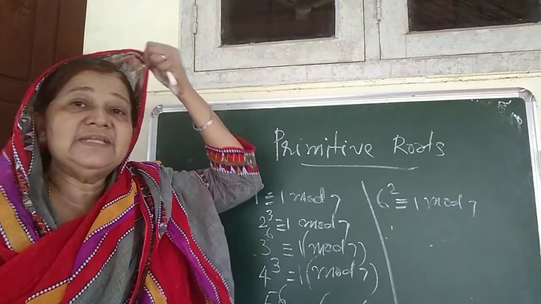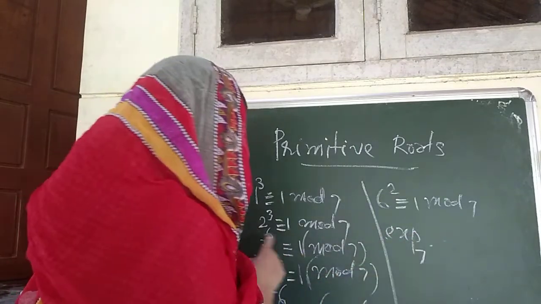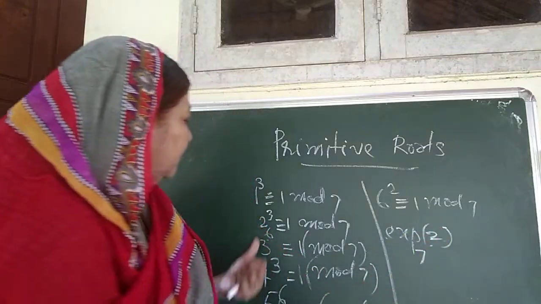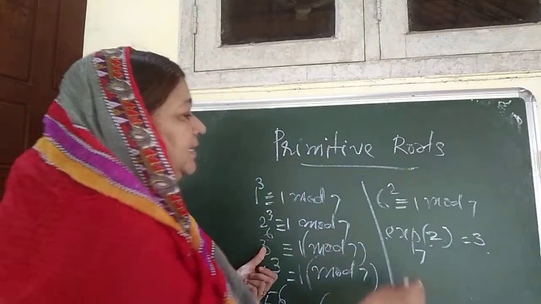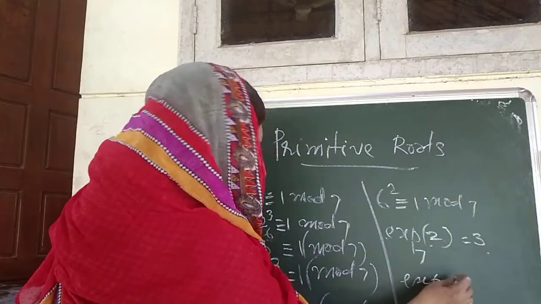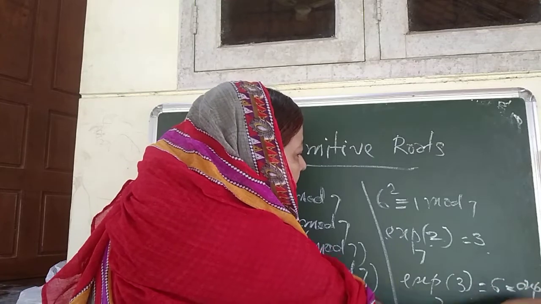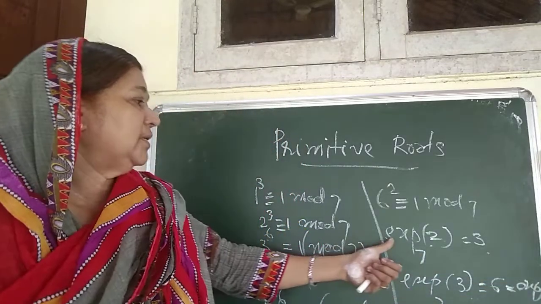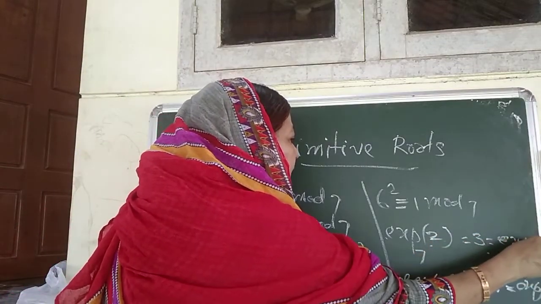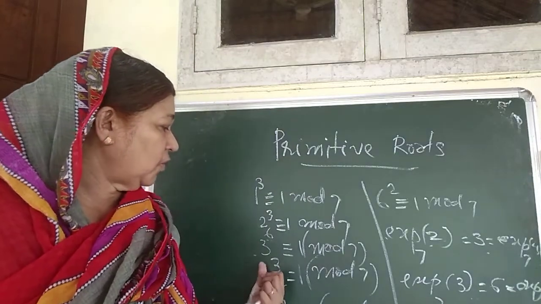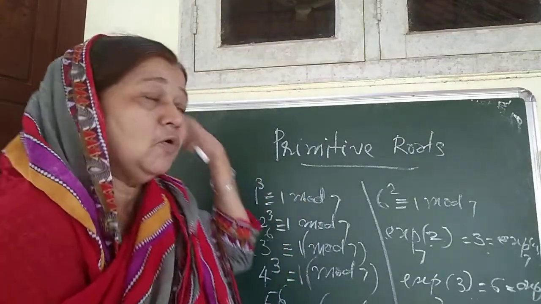So, let us discuss what is the exponent. Exponent 7 of 2 is equal to 3. Similarly, we can see that exponent 7 of 3 is equal to 6, and also equal to exponent 7 of 5. Similarly, exponent 7 of 4 is also 3. Thus we can define exponent.